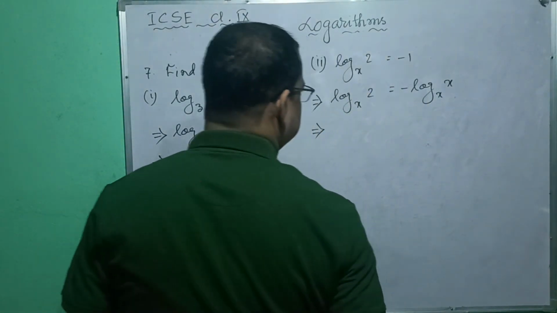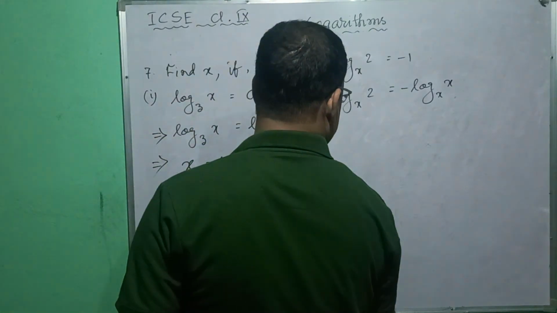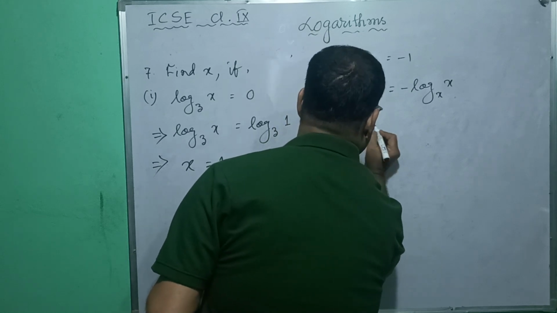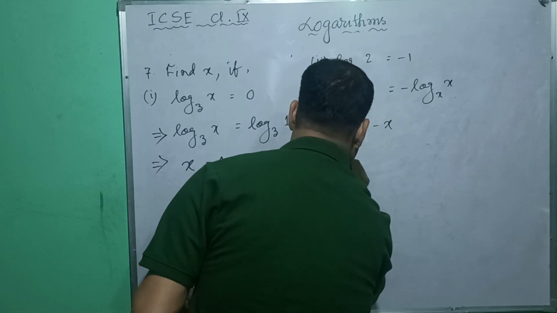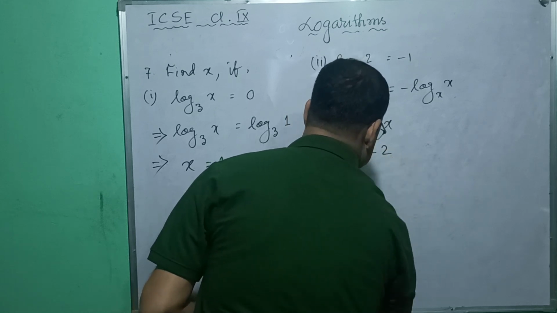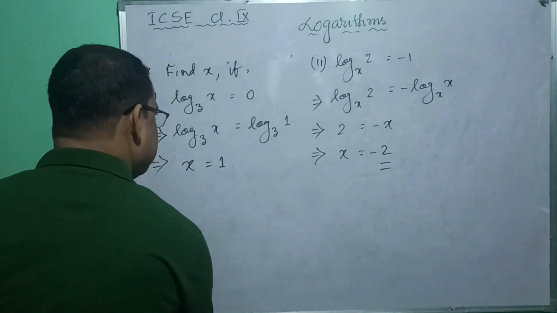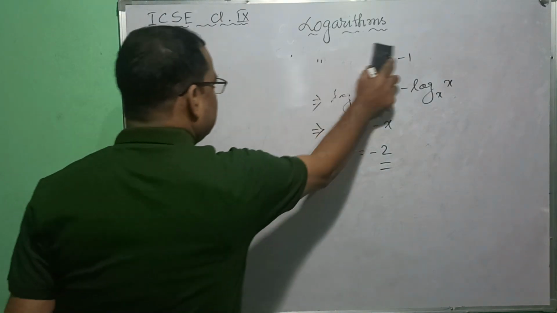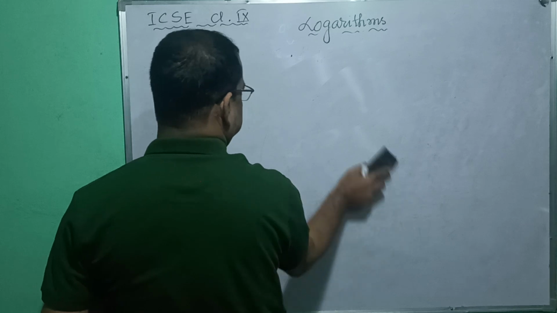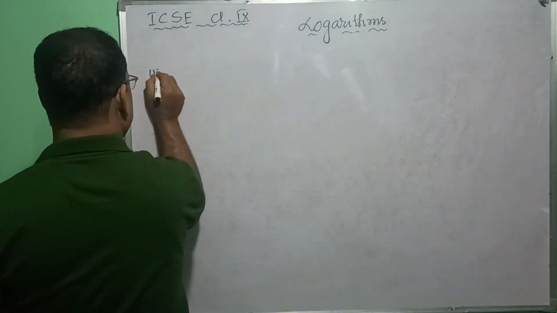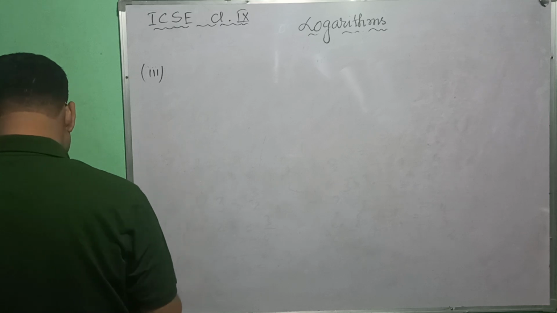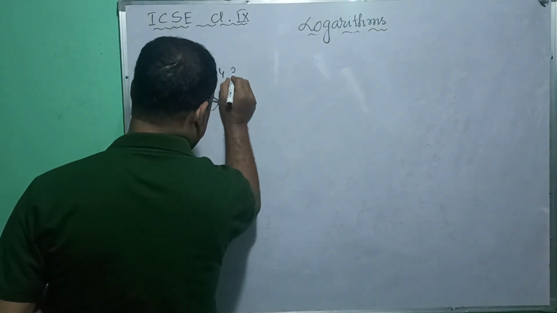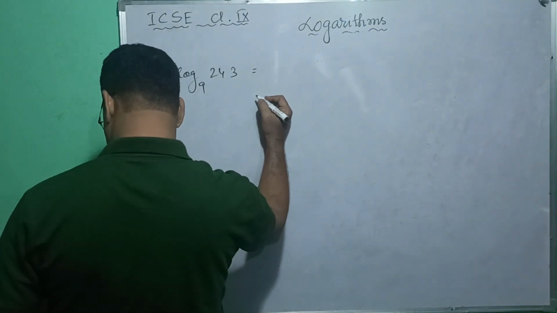This implies, so we can remove the log, so there will be 2 equal to minus x. This implies x equal to minus 2. So this is the value of x. Now in Roman 3, we'll solve Roman 3. In Roman 3, it is given log 243 at base 9 equal x.